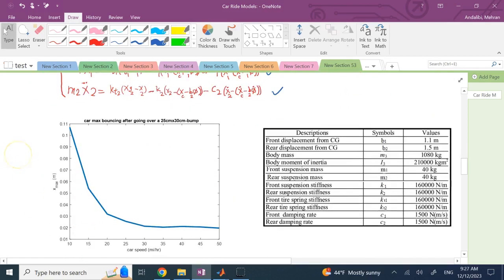For the parameters, we chose these values, as you can see. So b1 and b2, 1.1 and 1.5. The mass of the chassis, 1,080 kilograms. The mass of the wheels, 40 and 40. I3 is 210,000 kilogram meter squared. All of the springs, whether tire or the suspension, are 160,000, and the dampers are 1,500 Newton seconds per meter.